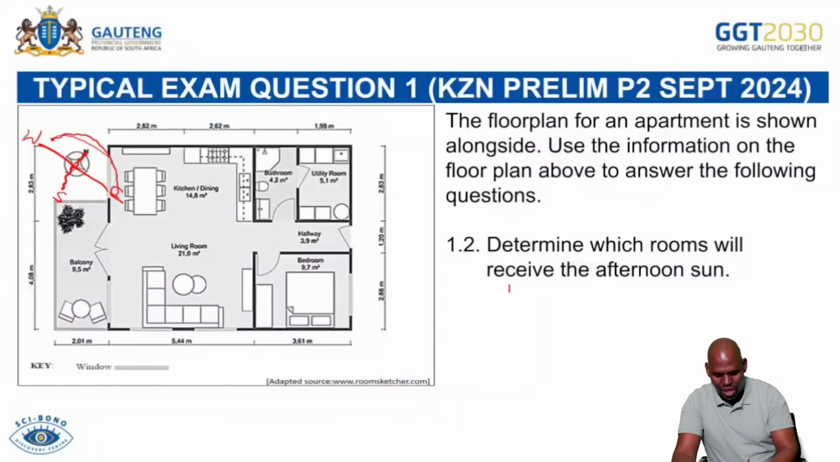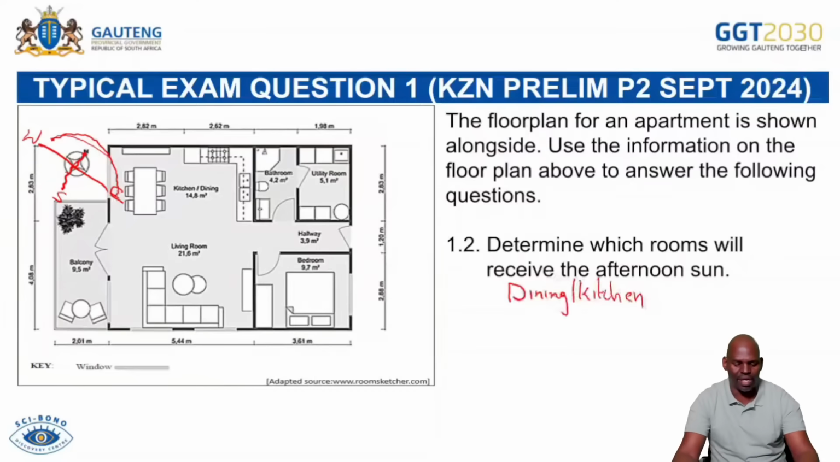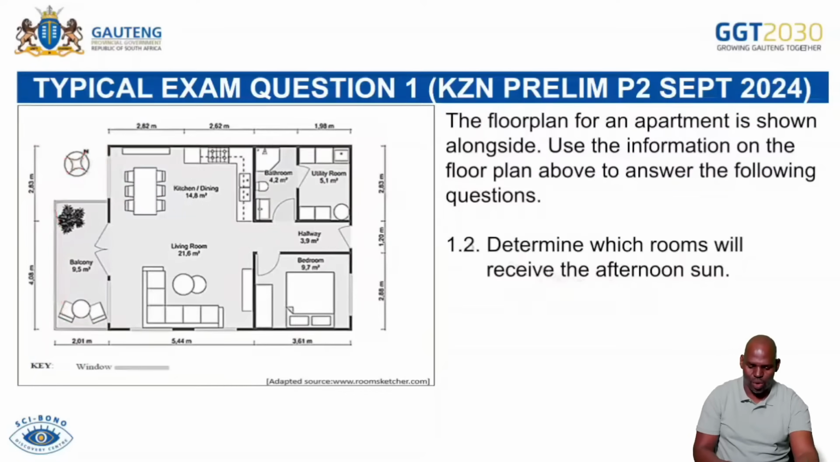So this one is just dining or kitchen, exactly as indicated: kitchen or dining. So this one, they just say determine which rooms will receive the afternoon sun. So in this case it is the kitchen and the dining. It's only this one, because if you look at this part, there's no window there. It is the only place where we've got the window. Okay, then the next one.